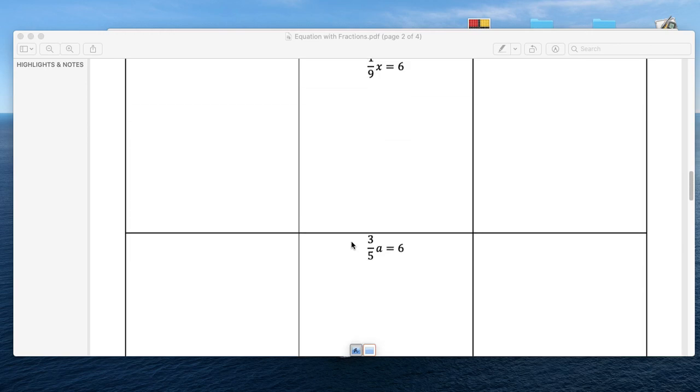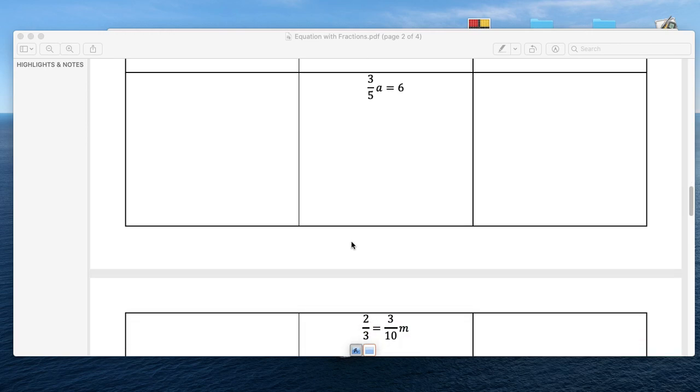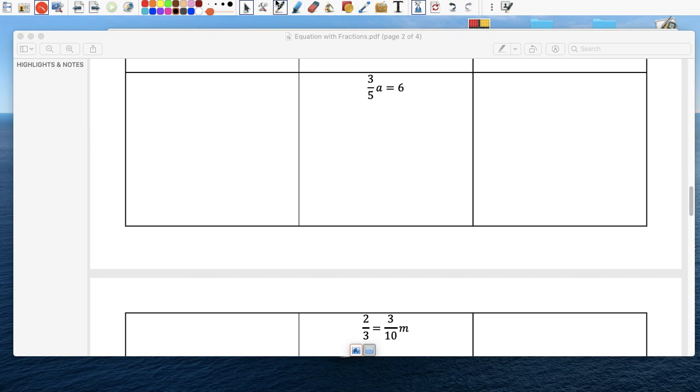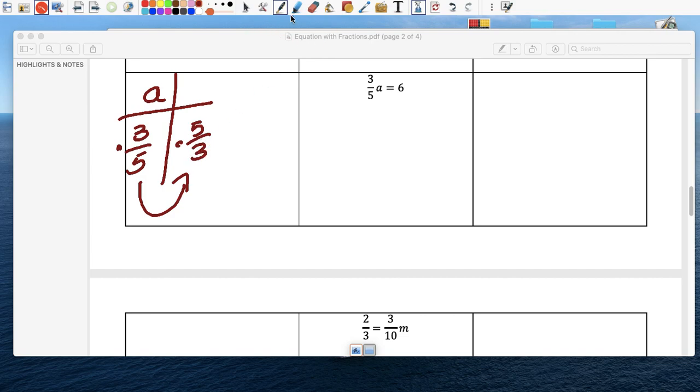Oops. Did we do that one? No, we didn't do that. So 3/5 of a. Again, the variable is a. It's being multiplied by 3/5. It's a fraction, so I'm going to use the reciprocal of that, which is 5 over 3. So I'm going to multiply this side by 5 over 3, and multiply this side by 5 over 3.